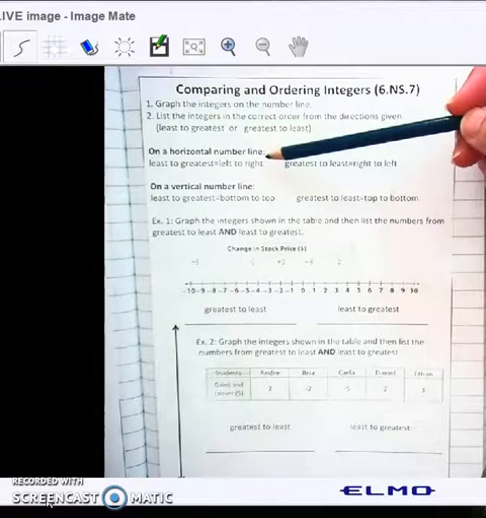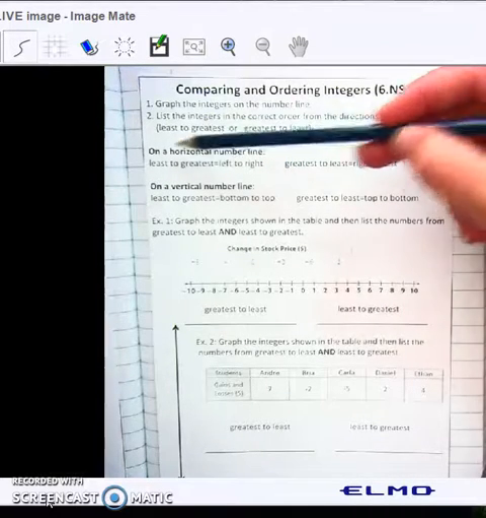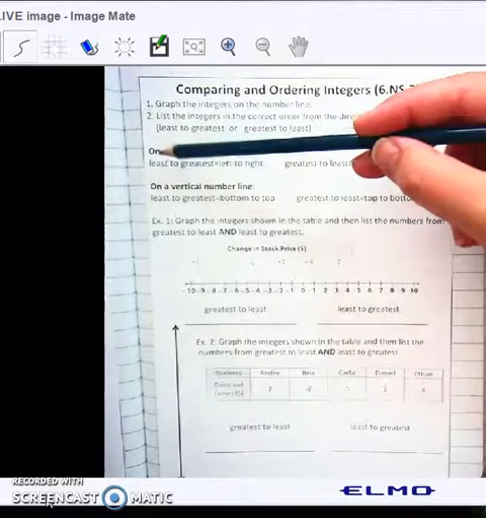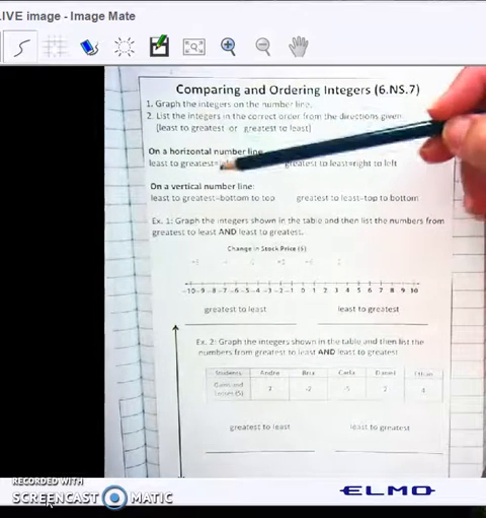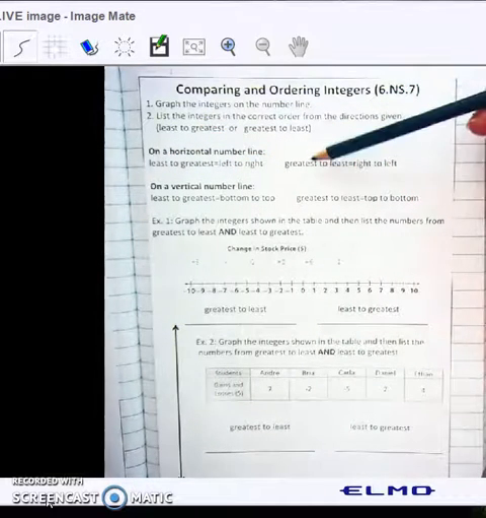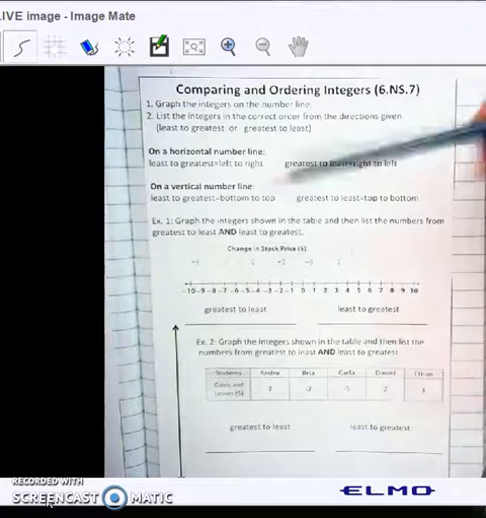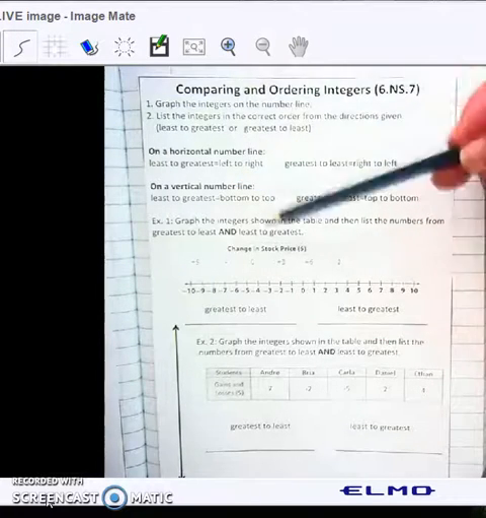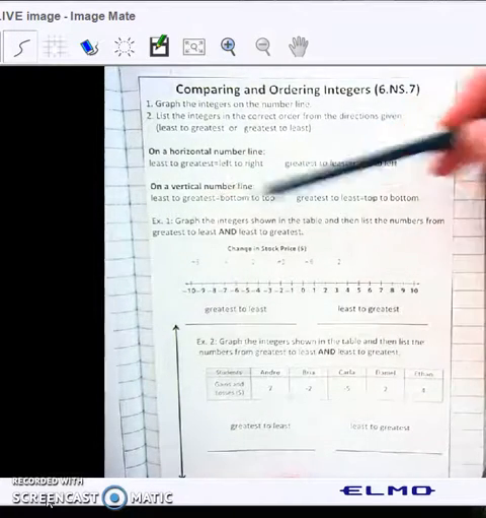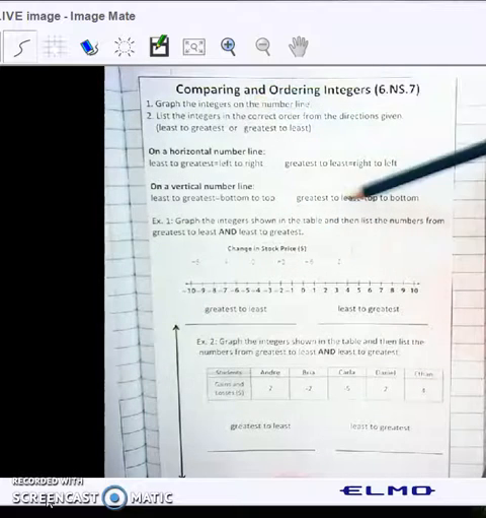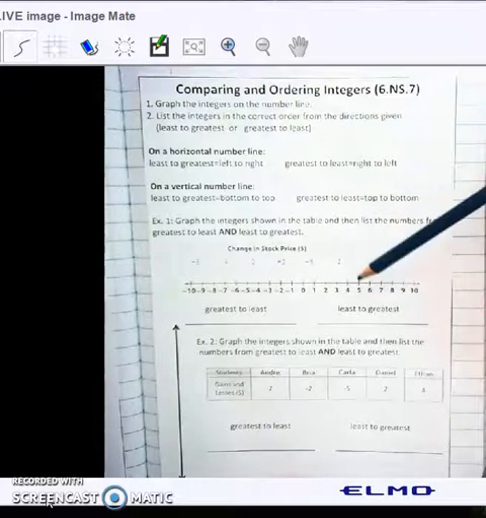So remember, when you're looking at a horizontal number line, if you're going from least to greatest, least is to the left and greatest is to the right. If you're going from greatest to least, you're going from the right to the left. On a vertical number line, which is up and down, least to greatest means bottom to the top, and greatest to least means from top to bottom.